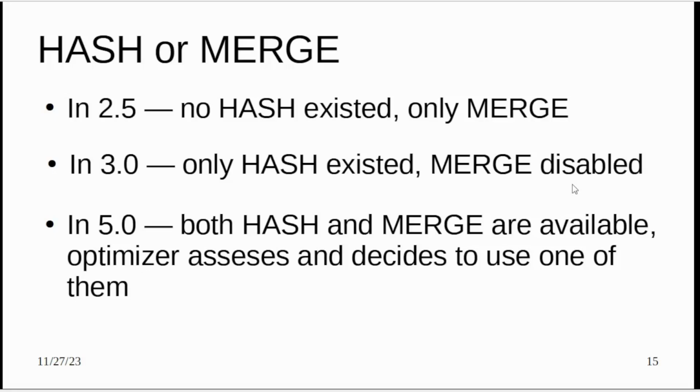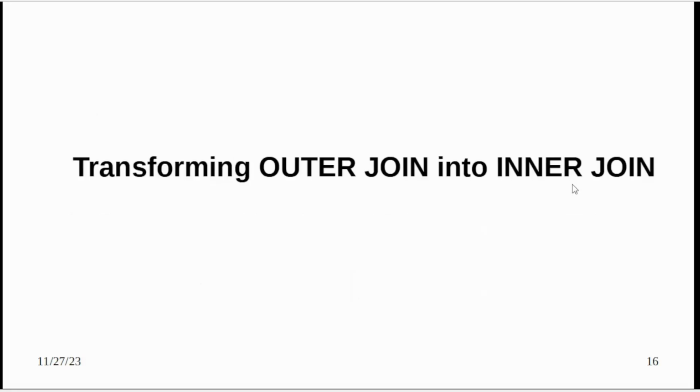And here comes the improvement for the optimizer. Now the optimizer in Firebird 5 can estimate what is better to use, hash or merge. It's not perfect. There are some restrictions, some limitations, but it's a big step forward. And now the optimizer has more options.